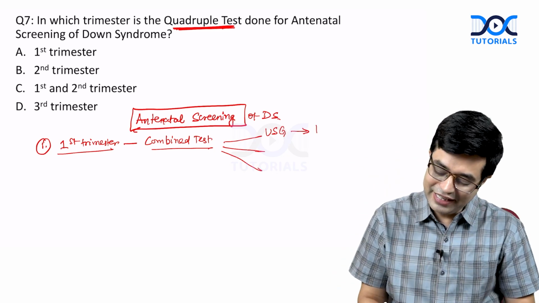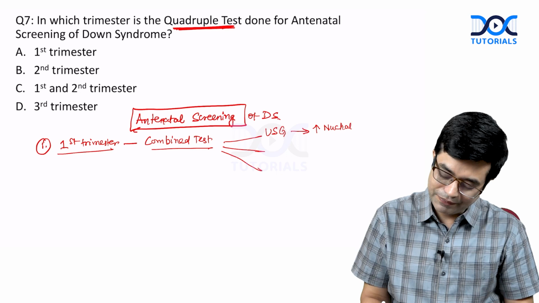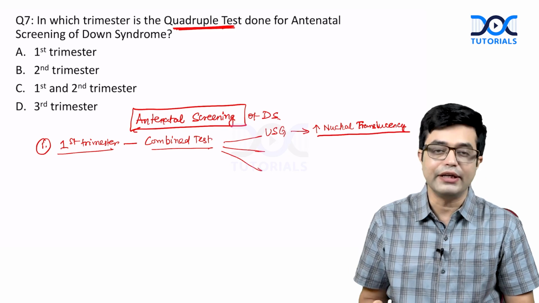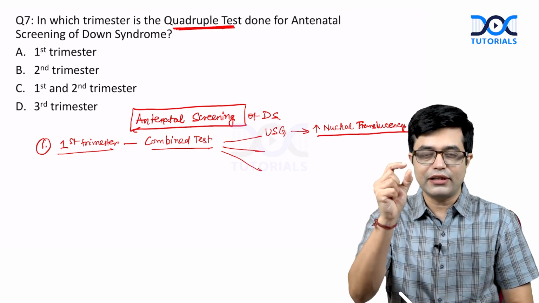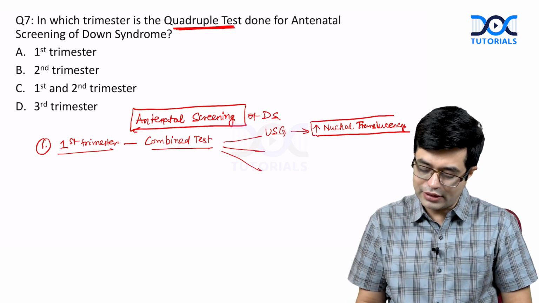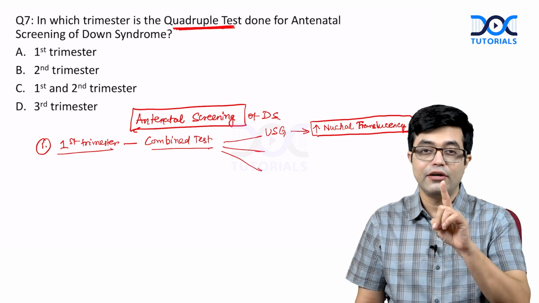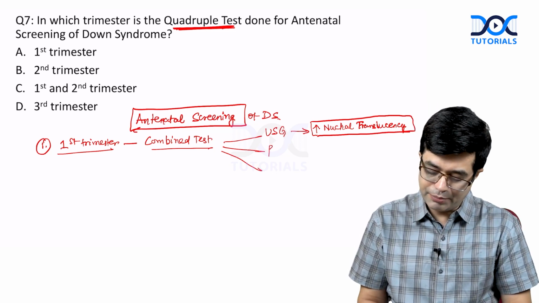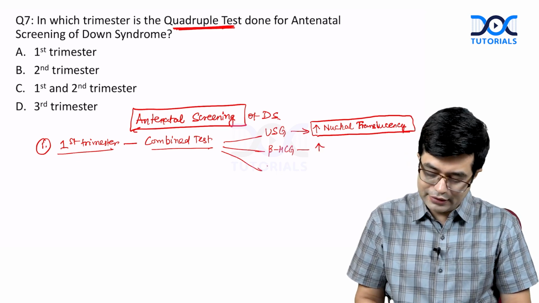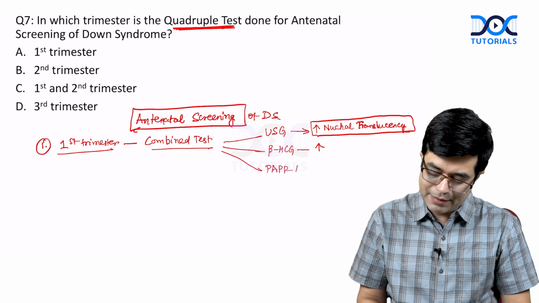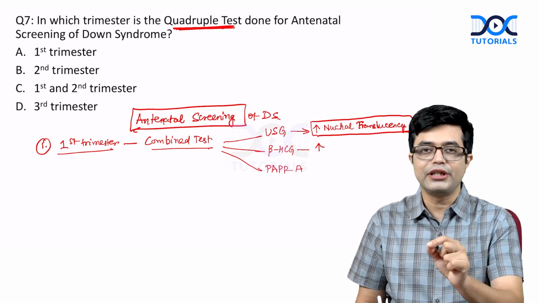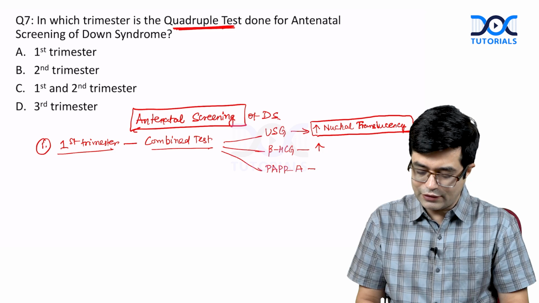So ultrasound showing increased nuchal translucency. The word nuchal always means the neck or back of the neck. There will be increased thickness of the neck fold. There is an edematous layer which will be visible on ultrasound. That thickness will be increased. So ultrasound showing increased nuchal translucency is one feature suggestive of Down syndrome. Second, we check beta HCG levels, and beta HCG levels will be increased in a patient of Down syndrome. And third is a substance known as PAPP-A, pregnancy associated plasma protein type A. Its levels are found to be reduced.